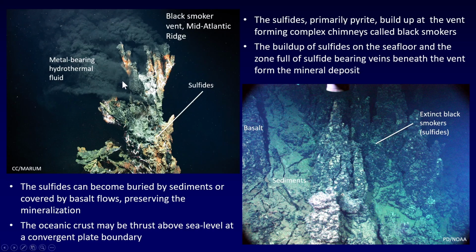So the vents themselves are often referred to as black smokers because the hydrothermal fluid venting out of them will often produce this black cloud-like appearance. So as mentioned, the sulfides that make up these chimneys are primarily formed from pyrite with lesser copper sulfides, lead sulfides, and zinc sulfides. And over time, you get a buildup of sulfides on the seafloor around the vent.